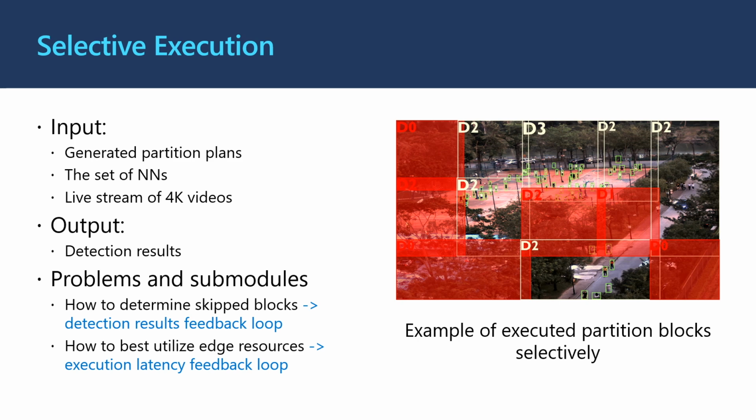For a block, if objects are detected in previous frames, we do not skip it. If objects are not detected in several frames in a block, we will skip it. For skipped blocks, we also randomly bring some back to check if objects appear again.